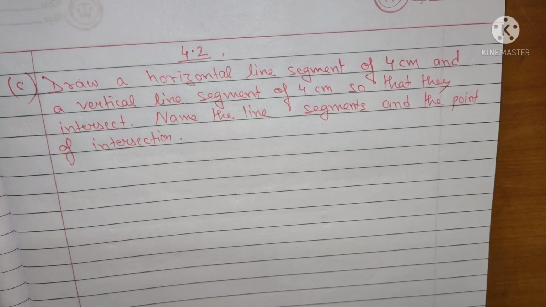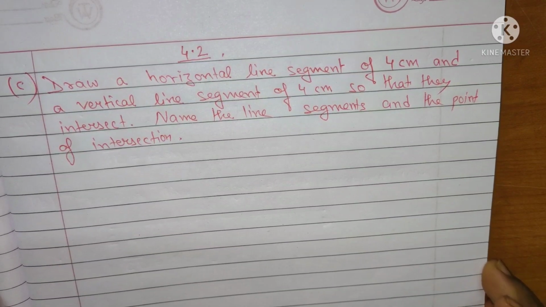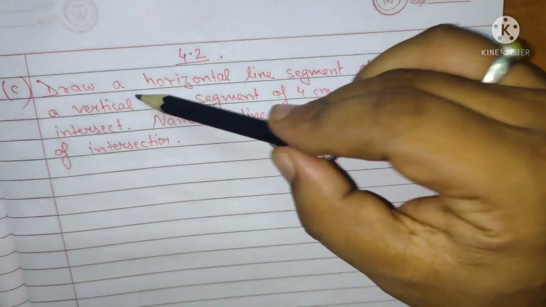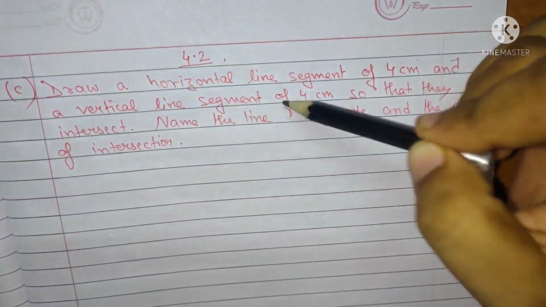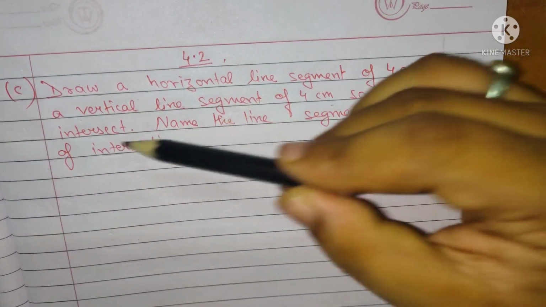Okay, so dear students, now we will do question number C. In question number C, it is given that draw a horizontal line segment of 4 centimeter and a vertical line segment of 4 centimeter so that they intersect.